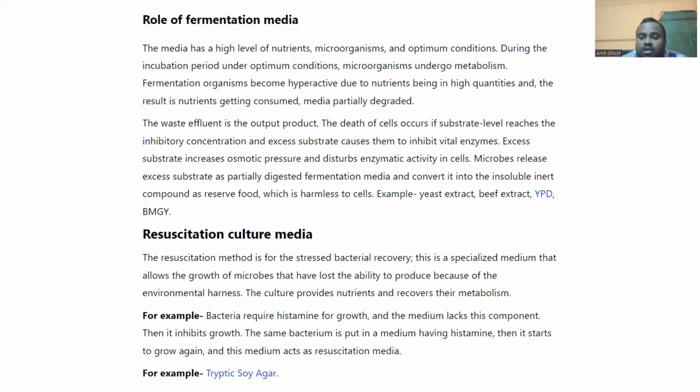The death of the cells occurs if the substrate level reaches inhibitory concentrations, and excess substrate causes them to inhibit vital enzymes. Excess substrate also increases osmotic pressure and disturbs enzymatic activity in cells. Microbes release excess substrate as partially digested fermentation media and convert it into an insoluble inert compound as reserve food, which is harmless to cells. For example, yeast extract, beef extract, YPD, BMGY. This is the role of fermentation media.